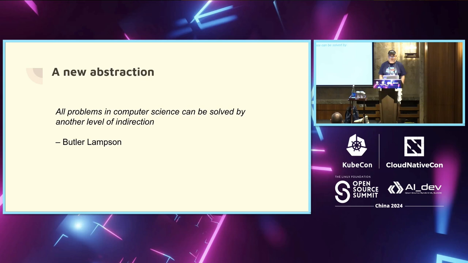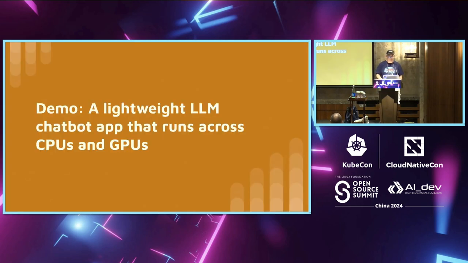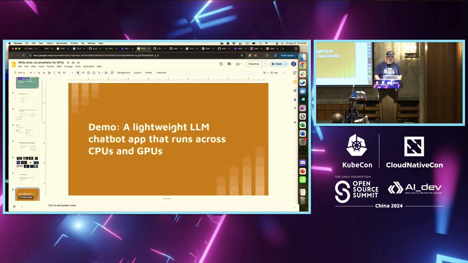There's a very old saying in computer science: any problem in computer science can be solved by another layer of indirection. So we provide another abstraction, and that abstraction we call WebAssembly, or Wasm. Let me stop here and give you a demo, because I think I have talked enough. I said all these things about how great this is, but let's see it for ourselves.